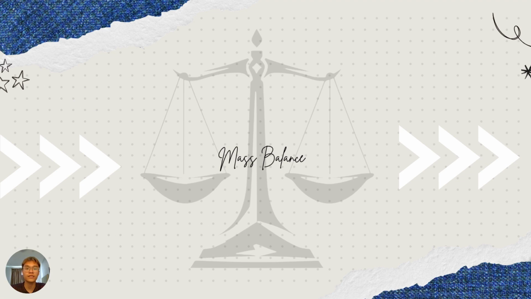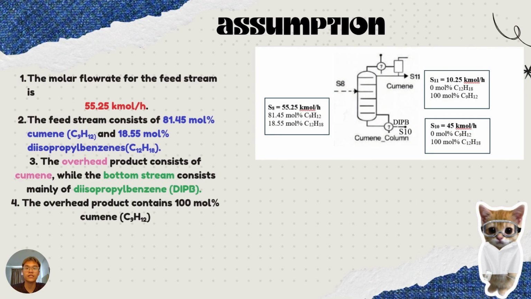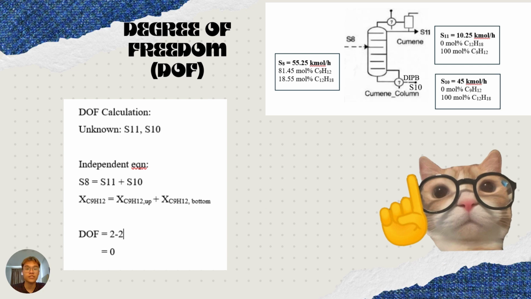Next, we apply mass balance. So before we start the calculation, we need to make some assumptions. We assume that the feed flow rate is 55.25 kmol per hour, containing 81.45% cumin and 15.55% DIPB. Next is the DOF. The final answer of DOF is 0, which means this system is solvable.